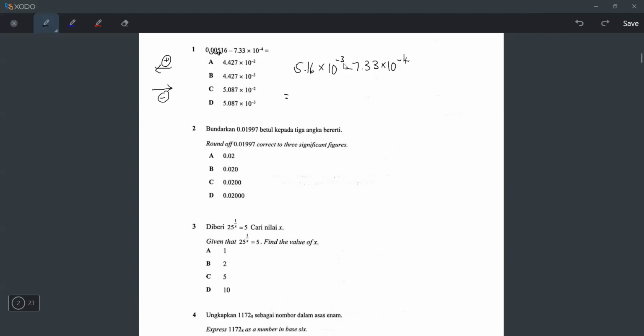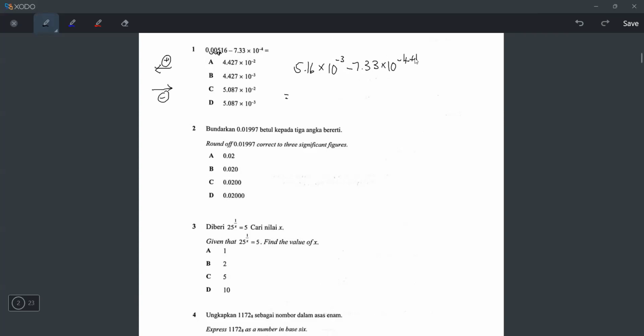And now what I will do is, I will make the power the same. And how to do that? I will choose the small power to match with the big power. What do I mean by that? This is -3, this is -4. Which one is the small power? -4. So -4 has to match with the bigger power. So -4 to become -3, I have to +1.